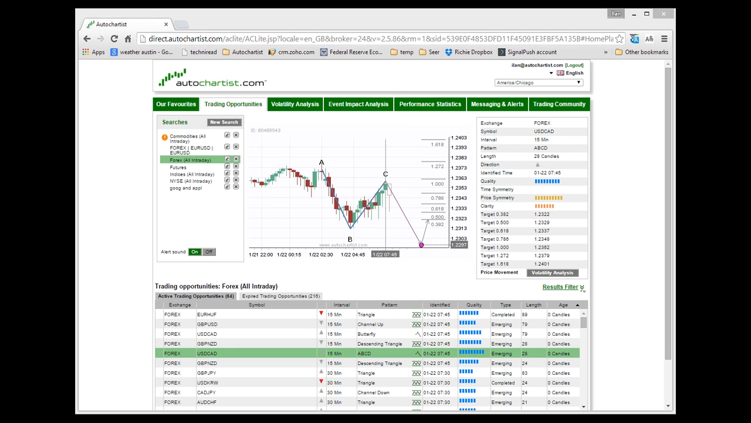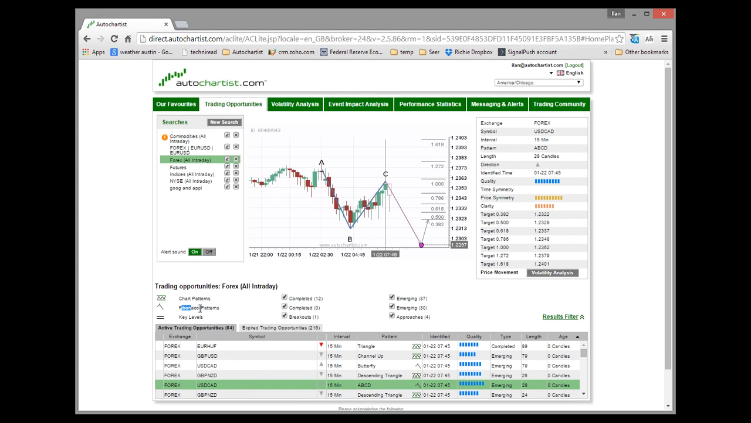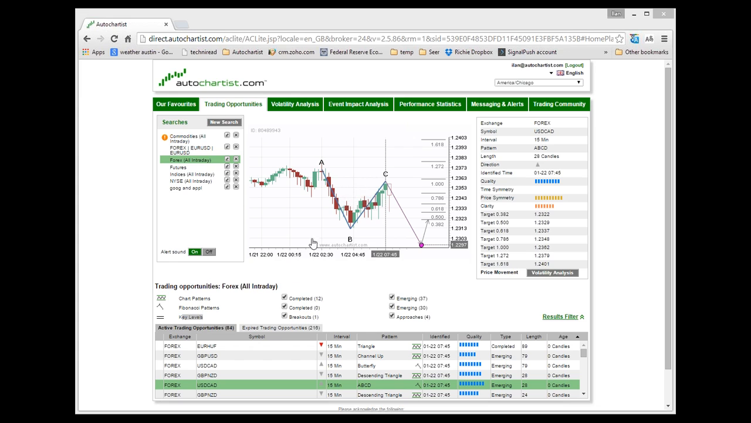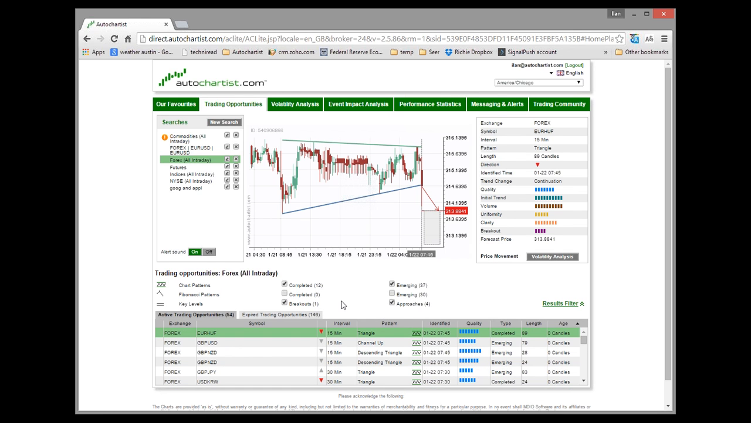We at Autochartist identify support and resistance in 3 different forms. And you can see that if you click on the results filter button over here, we have those 3 forms listed. We identify them in the form of chart patterns, in the form of Fibonacci patterns, and in the form of key levels. Now, those are 3 kinds of support and resistance levels that we identify. And let me go through each one of them so I can quickly describe all of them to you and the differences of all of them.